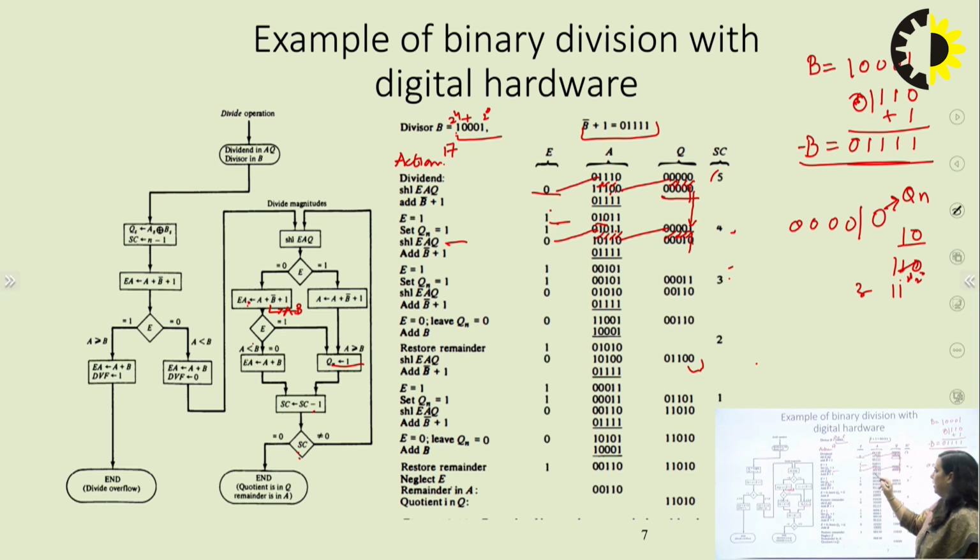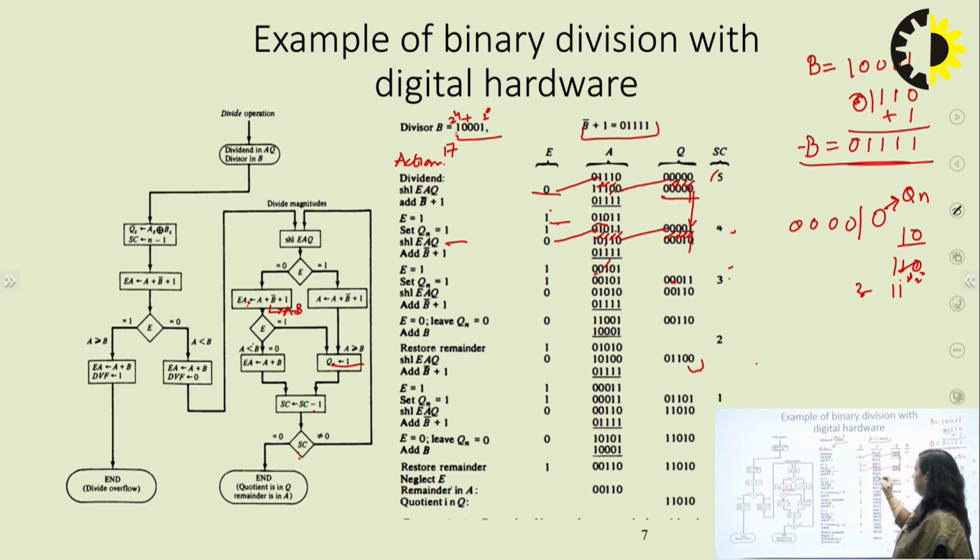Now we will again add the 2's complement here. Now the value of this is 0 plus 1 is 1, 1 plus 1 is 2, meaning 0 with carry 1. Now here 1 plus 1 plus 1 is 3, 3 means 1 with carry 1, 1 plus 1 is 2, meaning 0 with carry 1.